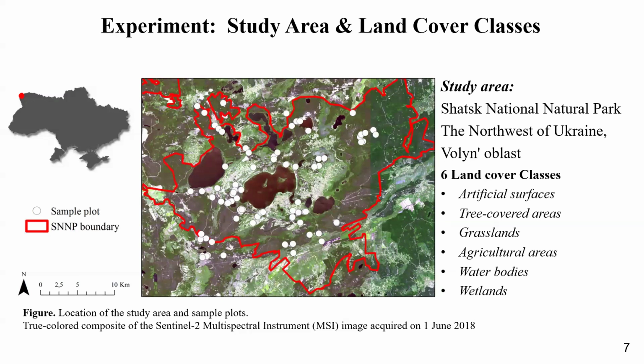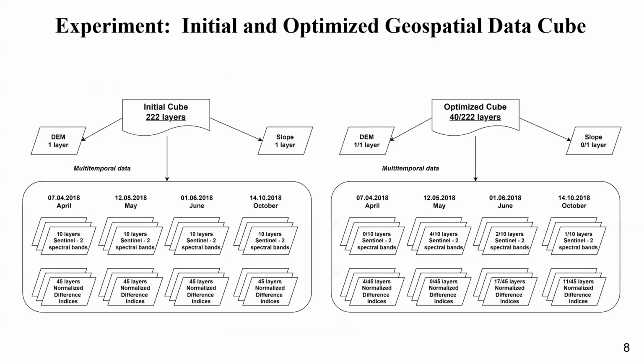The study area is depicted on this slide. It is Shatsk National Natural Park. For the land-cover classification, 6 classes were selected, namely artificial surfaces, tree-covered areas, grasslands, agriculture areas, water bodies, and wetlands. The input geospatial data cube contained 222 layers. There were 4 multi-temporal Sentinel-2 spectral images, where each image contains 10 spectral bands and 45 spectral indices. Also, the digital elevation model and values of slope were used in the initial cube.